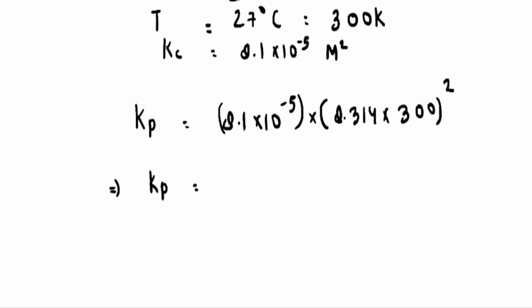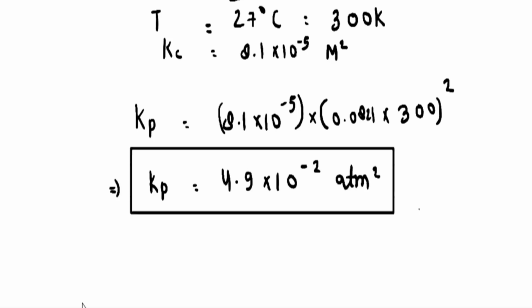Basically, we need to put here the value of R as 0.0821 because our Kc is in the units of mole per liter. So we will be using 0.0821. Our Kp comes out in the units of atm square. So our Kp will be equal to 4.9 into 10 raised to the power minus 2 atm square.